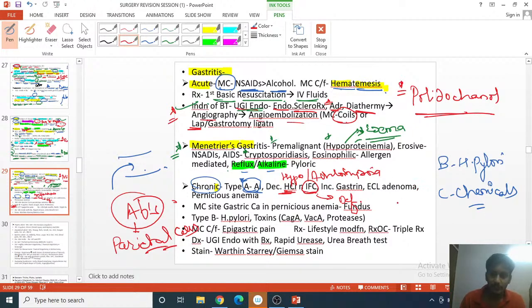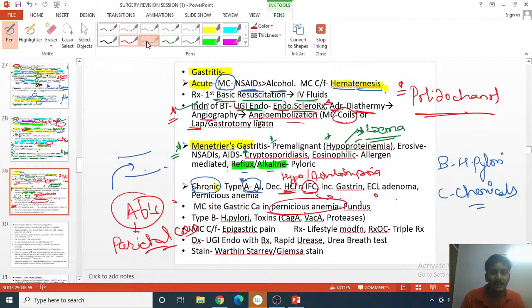It would lead to deficiency of vitamin B12, leading to pernicious anemia. So remember, मैंने बोला है already, अगर autoimmune cause की वजह से deficiency of vitamin B12 होती है, it would lead to pernicious anemia. Okay, remember.